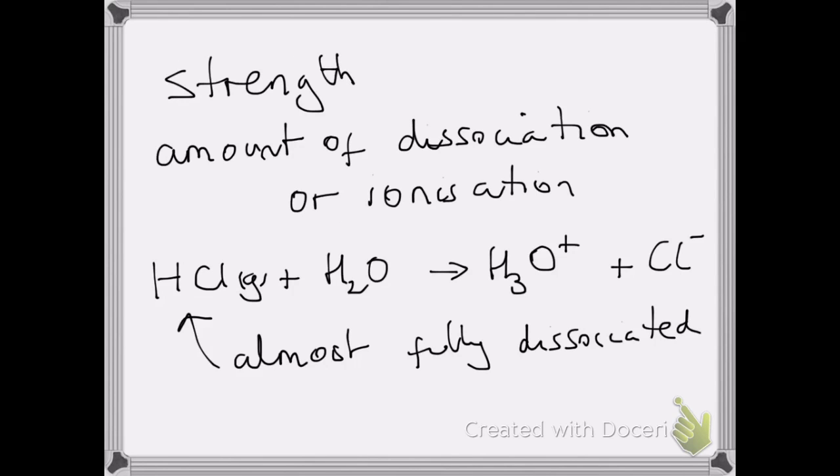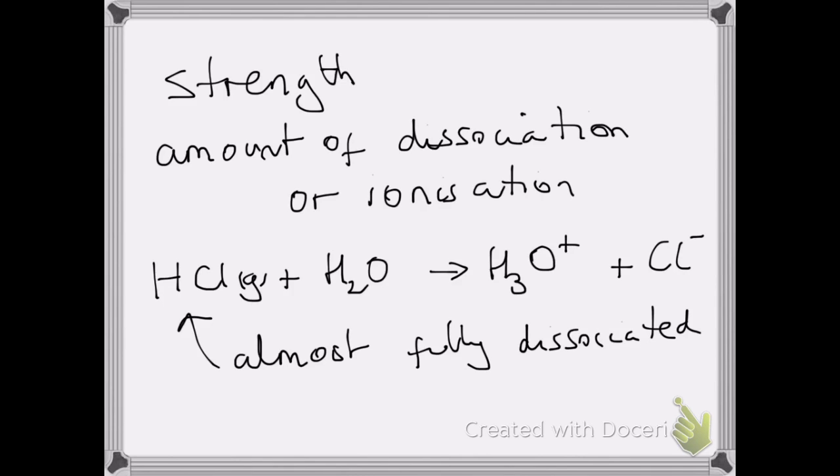Also, we need to know about strength. Now, the strength of an acid or a base is to do with the amount of dissociation, also called ionization, because it forms ions. So looking at the equation at the bottom, HCl, when added to water, dissociates, breaks up, into H3O+ ions and Cl- ions. HCl is almost fully dissociated.